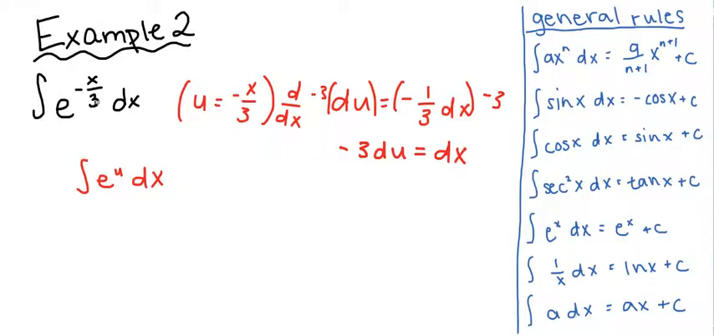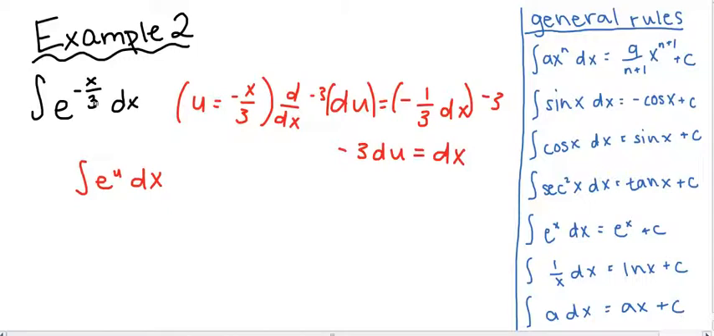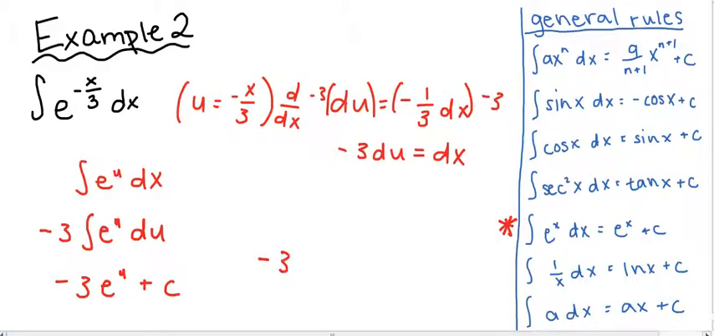Next, we have to make the integral in terms of u. This will look like negative 3 times the integral of e to the u du. Then you will refer back to the general rule of the integral of e to the x dx to take the integral. You will then get negative 3 times e to the u plus c. You will then plug in u, so your final answer will be negative 3 times e to the negative x divided by 3 plus c.